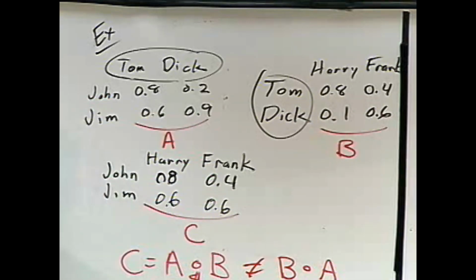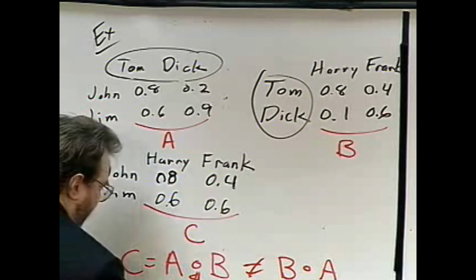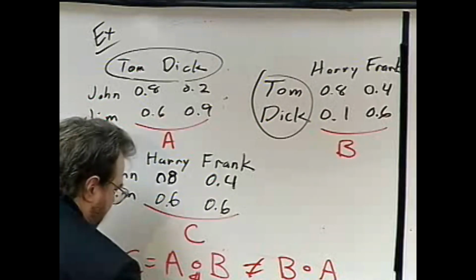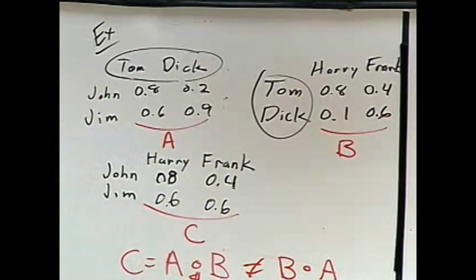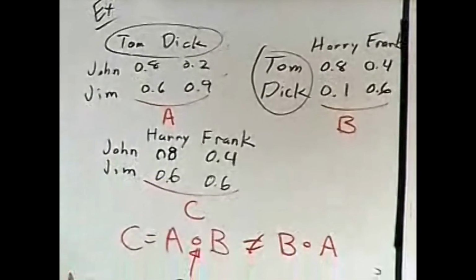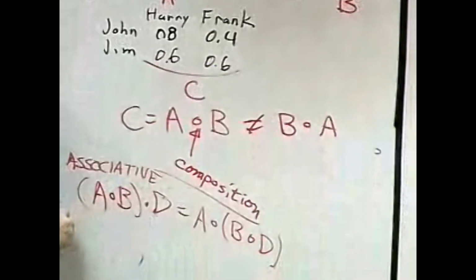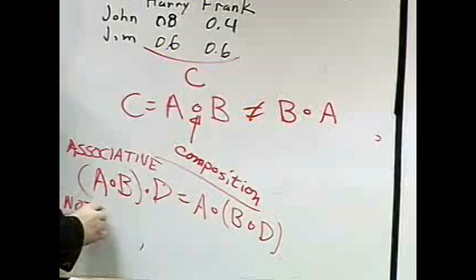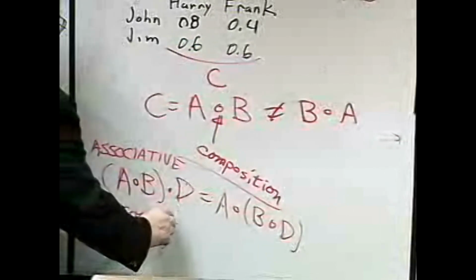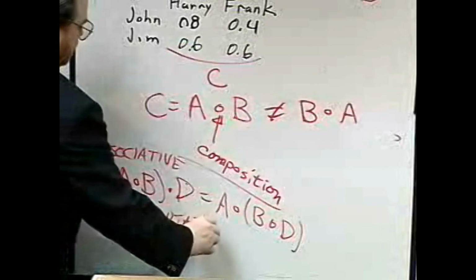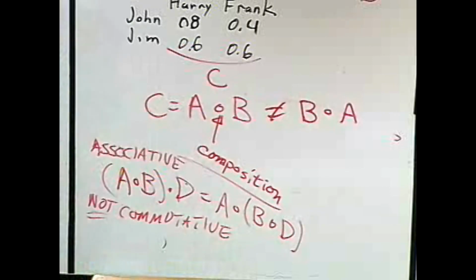It is, however, associative. That the composition of A with B with C, well, let's use D since we've used that, is the same as the composition of B with D first. It is associative. But it's not commutative.